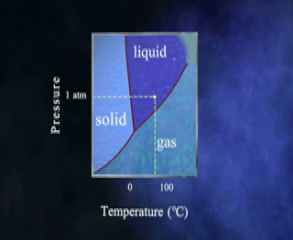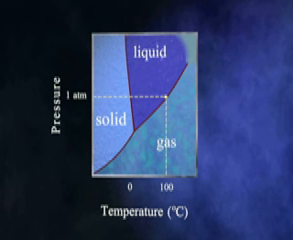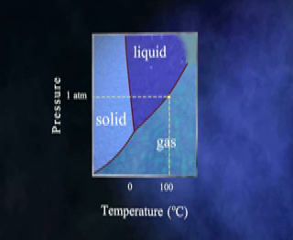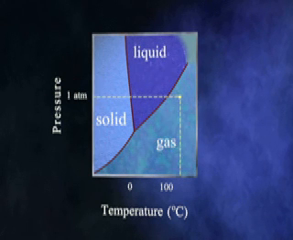If the sample is heated further, the liquid water's temperature will increase until it reaches the normal boiling point, 100 degrees Celsius. It will then vaporize, crossing the liquid-gas phase boundary. Once the liquid is all vaporized, the temperature of the water vapor will increase as more heat is added.